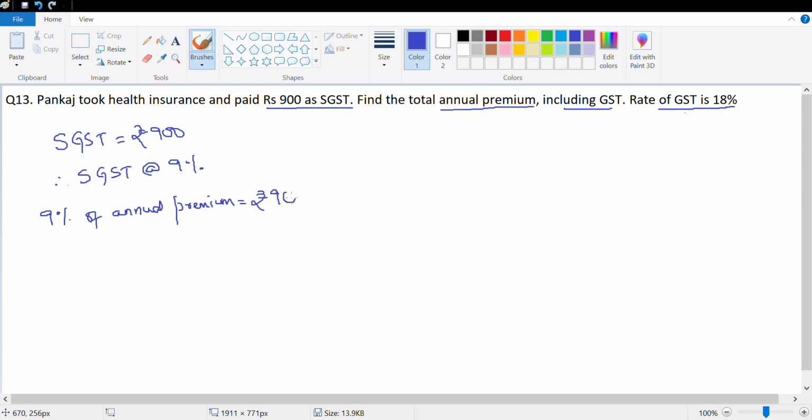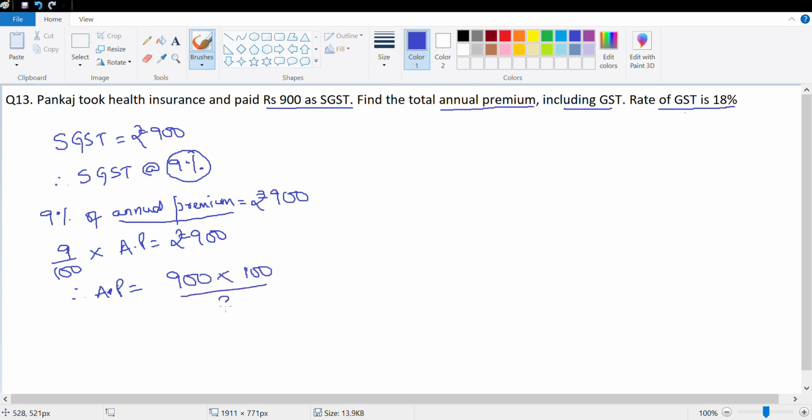Till now, whatever questions we had done, we were given the rate of GST and we were given the value. In this case, the value of the product is not given. That's what we need to calculate. So 9 upon 100 into annual premium is equal to rupees 900, which means annual premium is equal to 900 into 100 upon 9. That's 9,100 upon 9... that is equal to rupees 10,000. So the annual premium is 10,000.